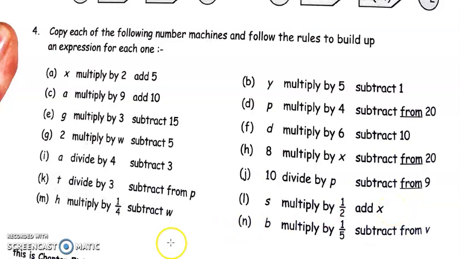And M and N might also prove to be a little bit tricky, okay? H multiplied by a quarter, so that would be a quarter of H, subtract W, all right? And finally N, it's saying there B multiplied by a fifth, so a fifth of B, and you have to subtract it from V. So it would be V subtract 1/5 B, all right?